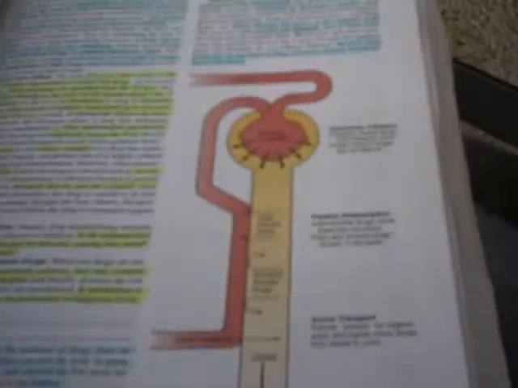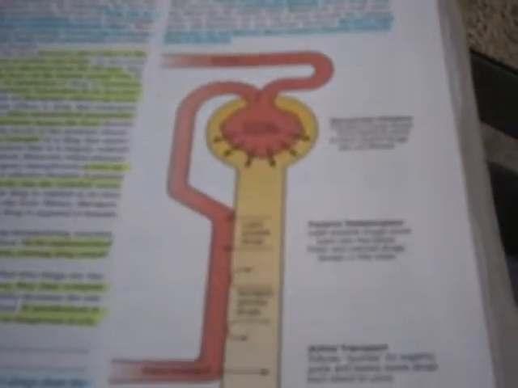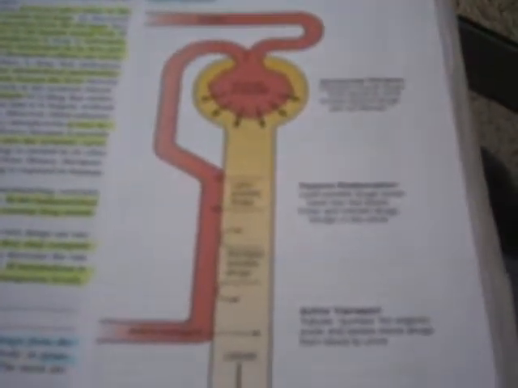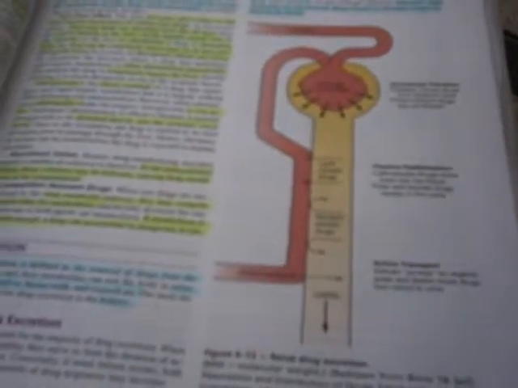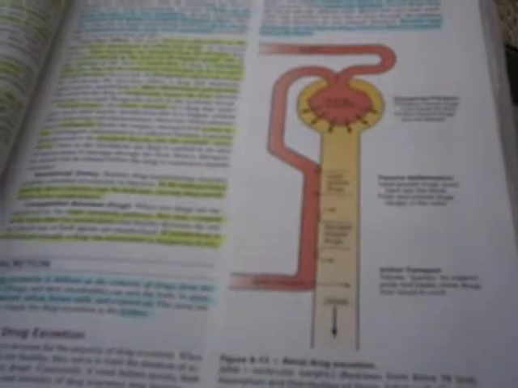Step number 1 is glomerular filtration, which is when the blood flows through the glomerular capillaries, the fluid and the small molecules, including drugs, are forced through the pores of the capillary wall. So basically, it moves the drugs from the blood into the tubular urine. One important thing to remember is that large molecules are not filtered, such as drugs that are bound to albumin.